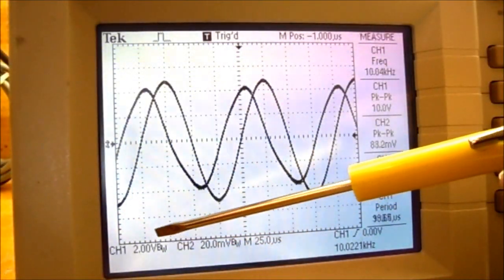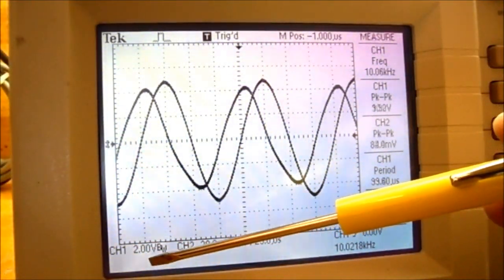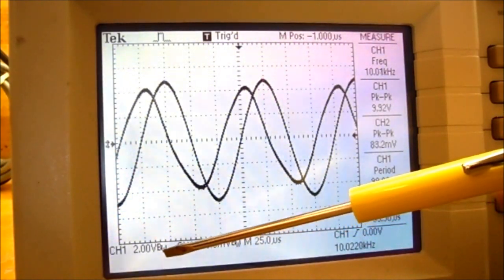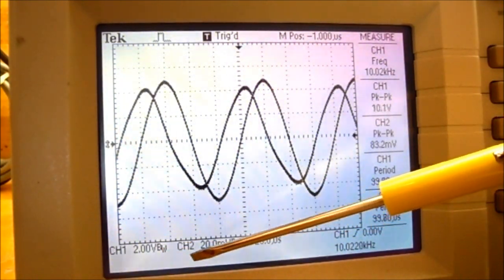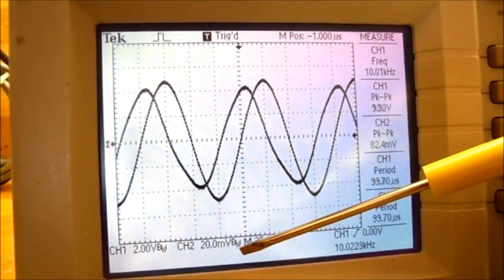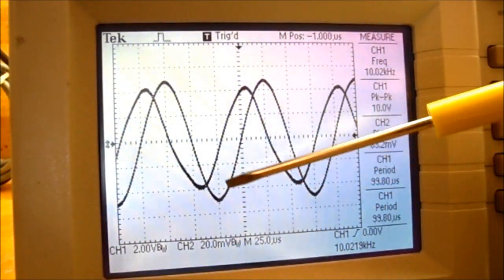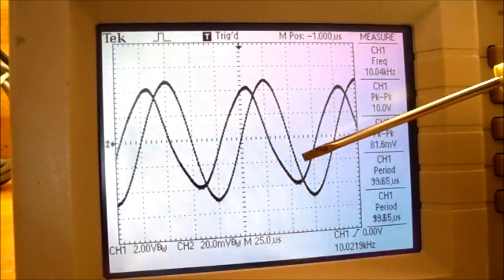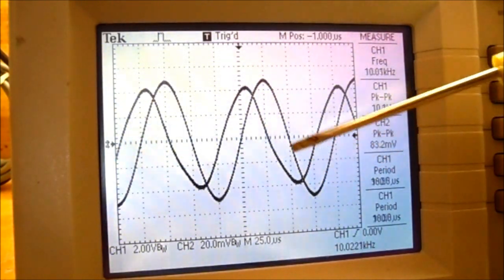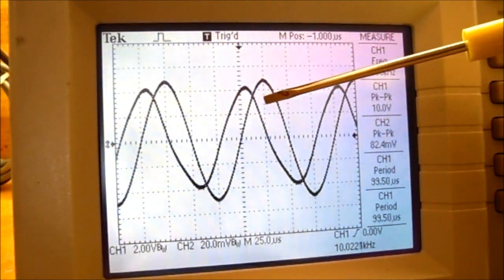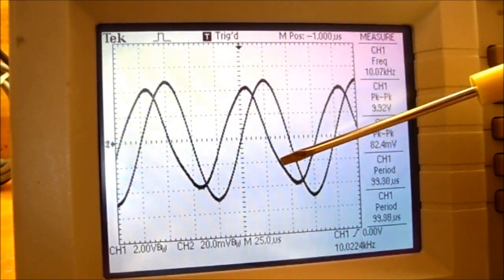So looking at my oscilloscope, you can see I've set up channel 1. It's at 2 volts, and the bandwidth limit is on. Channel 2 is at 20 millivolts, and the bandwidth limit is on. So this bigger signal here is channel 1. The smaller signal that has a little bend in it is channel 2.